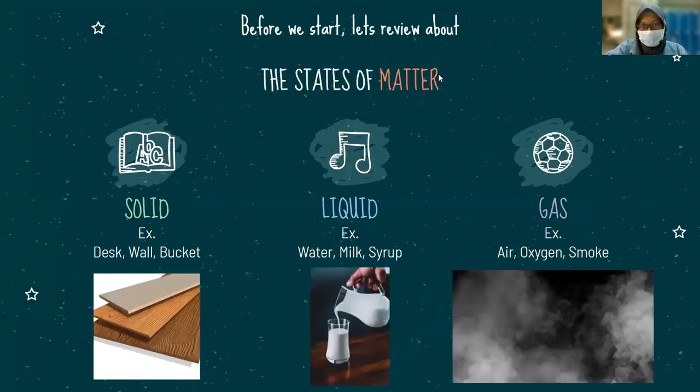Let's see later the size of this matter. Before we start, let's review the states of matter. There are 3 states of matter: solid, liquid, and gas. Examples of solid are desk, wall, and bucket. Examples of liquid are water, milk, syrup, and other things. Examples of gas are air, oxygen, and smoke.